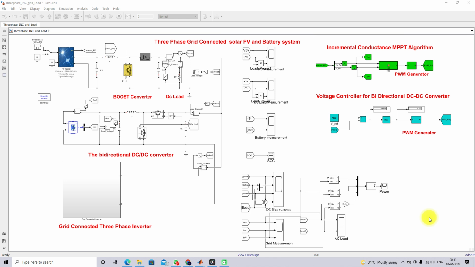Today we are going to see about three-phase grid connected solar PV and a battery system.